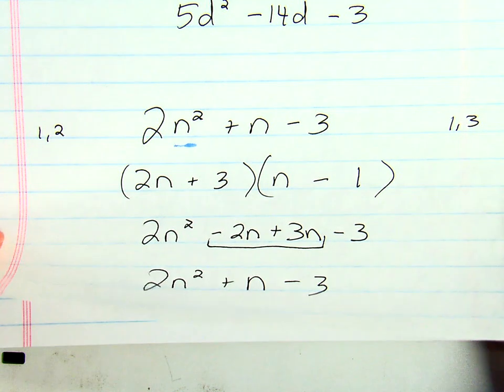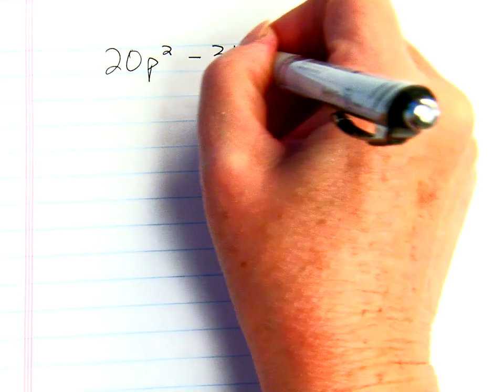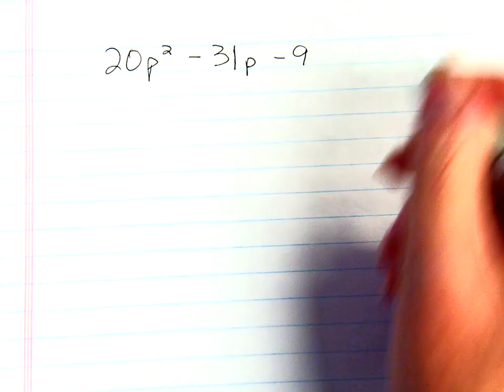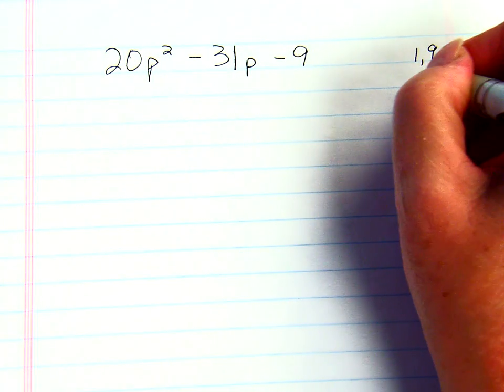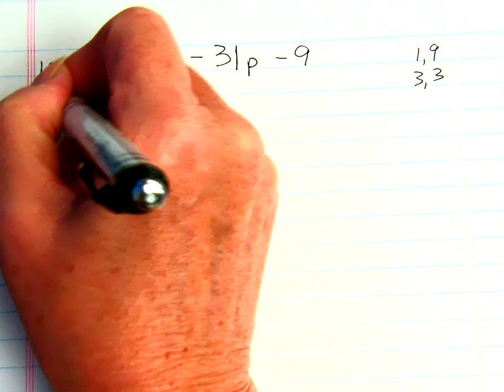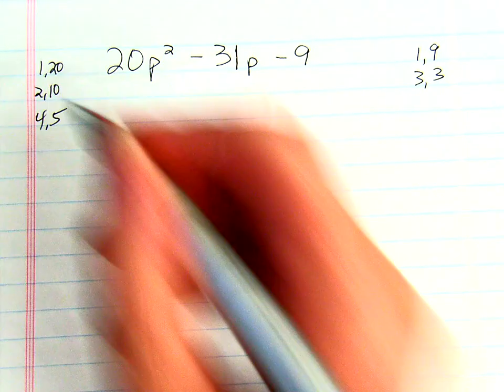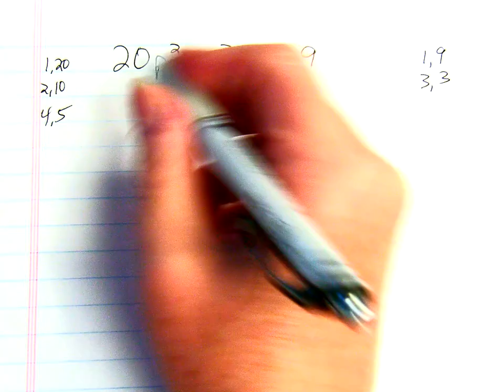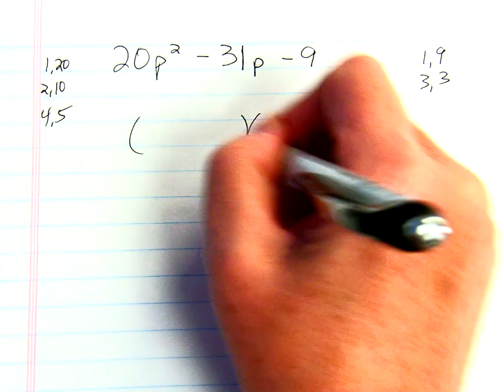Okay, so let's look at one more problem before we go into our example 3. In this case, our problem will be 20p squared minus 31p minus 9. Okay, so the factors of 9 are 1 and 9, 3 and 3; the factors of 20 are 1, 20, 2, 10, 4, 5. A little bit more thinking, but we can do this.